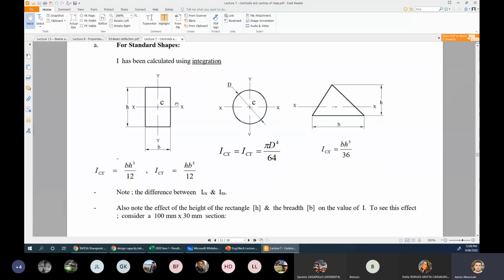So b h cubed on 12 for a rectangle. It depends which one is h and which one is b. Always we agreed b is parallel to the axis that you're considering. For a circle, it's the same in both directions, and that will give you pi d to the power 4 on 64. For a triangle, when we have it going through the centroid, which should be in theory a third of the height of that triangle, that will be b h cubed on 36. h would be the height, b is the width of the base.